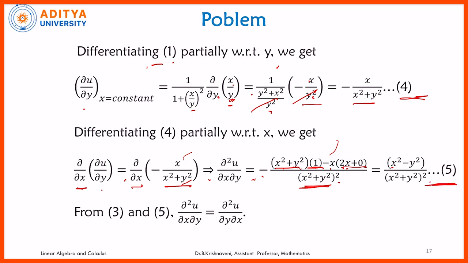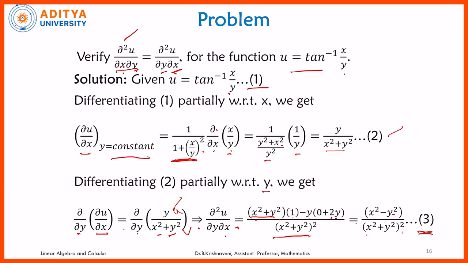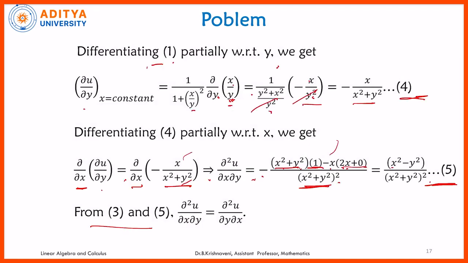Let us represent this as equation number 5. Now from equations 3 and 5: equation 3 is ∂²u/∂y∂x, and we got that equal to (x² − y²)/(x² + y²)². And equation 5 is ∂²u/∂x∂y, again equal to (x² − y²)/(x² + y²)². So both are equal. So we conclude that ∂²u/∂x∂y is equal to ∂²u/∂y∂x.